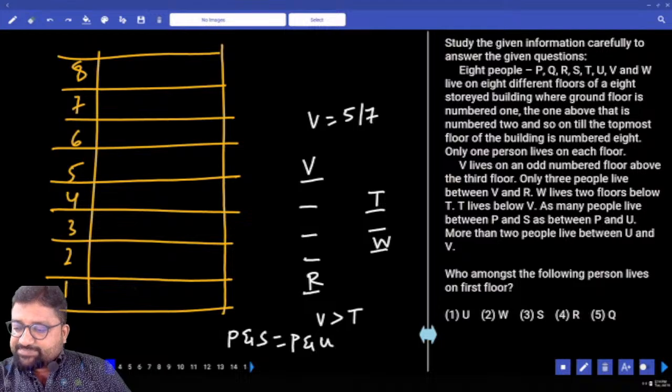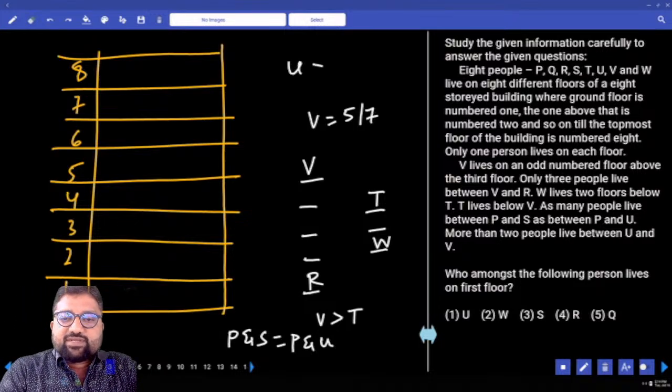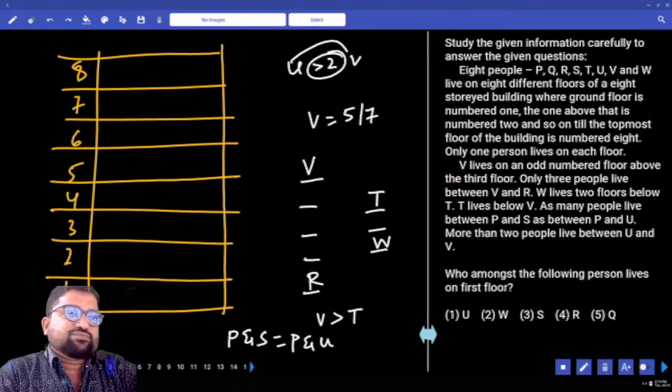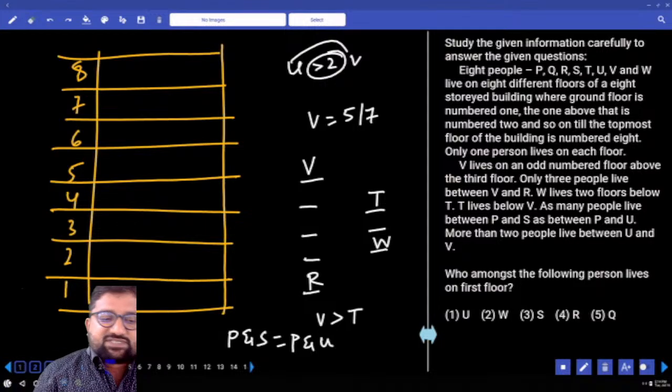Next line please. More than 2 people live between U and V. Greater than 2 between U and V. We are not sure who is before. Now I am left with no other option. I have to look into the possibilities. So when I look into the possibilities, first trial I will go for V on the 5th floor.